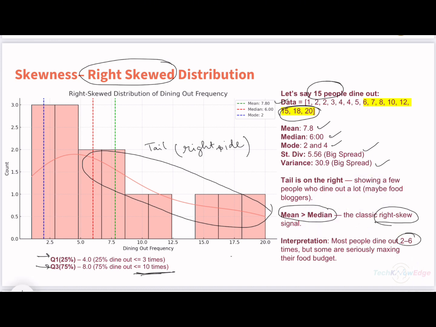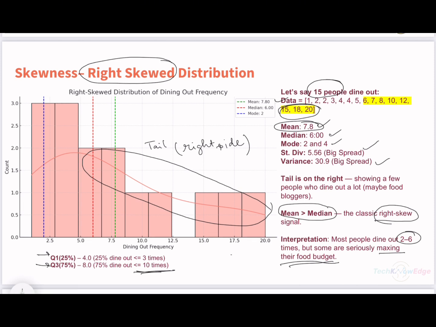So what is the interpretation? Most people dine out 2 to 6 times, but a few are really pushing the upper limit, maxing out their food budget and shifting the average up. This is why understanding skewness is critical. Without it, you might think everyone is dining out 8 times a month, when actually most are well below that, and just a few outliers are distorting the picture.